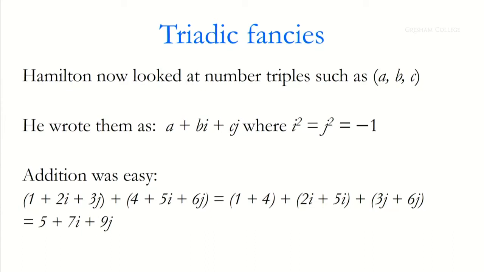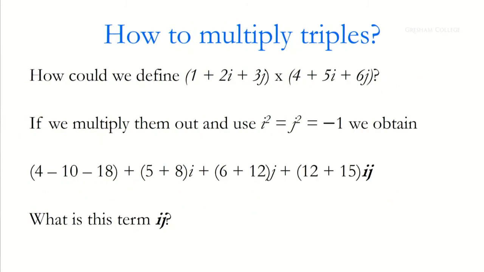And once again, addition was easy. Here we have where I've added 1 plus 2i plus 3j to 4 plus 5i plus 6j, and you just add the real parts, the number of i's together, and the number of j's together. But let's look at multiplication. If we're going to multiply those out, 1 plus 2i plus 3j multiplied by 4 plus 5i plus 6j, multiplying every term in the first bracket by every term in the second bracket.